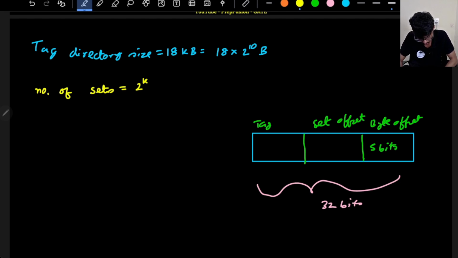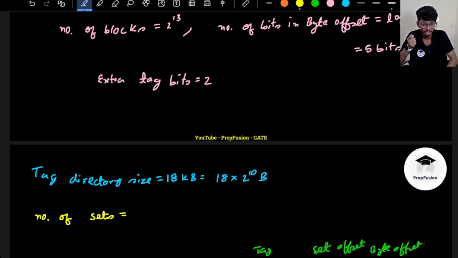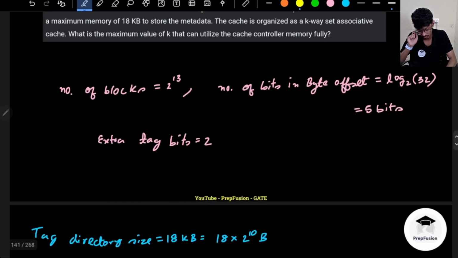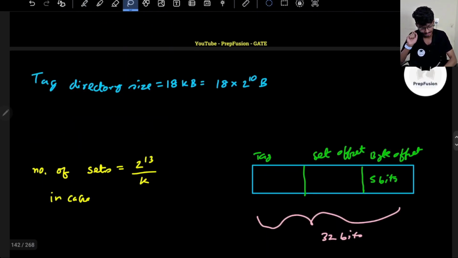Okay, so not number of sets, sorry. It is k way set, that means I have a total of k blocks per set, right? So now I need to find out the number of sets in the cache. This will be total number of blocks divided by the number of sets. Total number of blocks is 2 raised to power 13, divided by the number of sets. That will give me the number of sets in the cache. Now actually, how much do I want this to be?